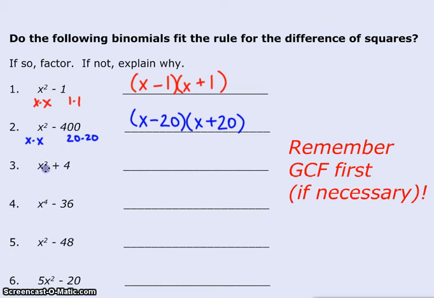Number 3, x squared and 4, there's two terms. They are both perfect squares, x times x and 2 times 2. However, we are not subtracting them, so we cannot use difference of squares.